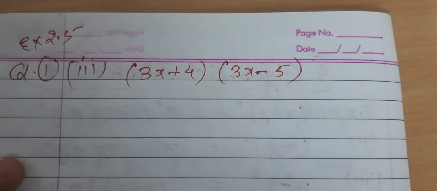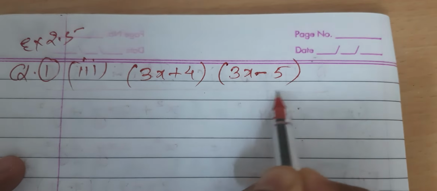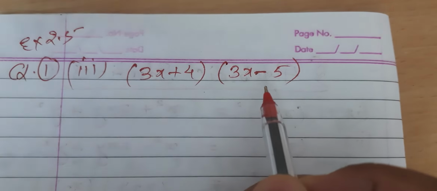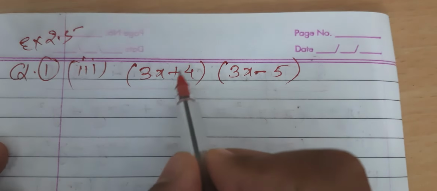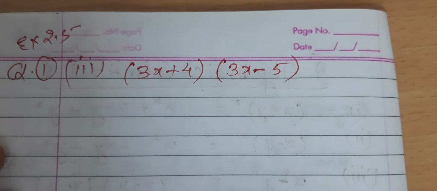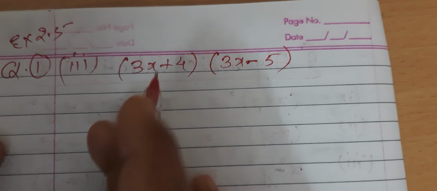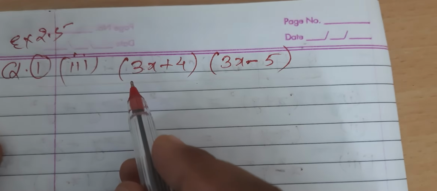If it is given in the question that find the product using identities, then you have to use identities only to find the product. If nothing is given, then you can directly multiply, meaning 3x multiplied by this bracket, plus 4 multiplied by this bracket, that long method. But if it is given in the question that find the product using the identities, then you have to use the identities. Okay, now let us find the product using the identity.